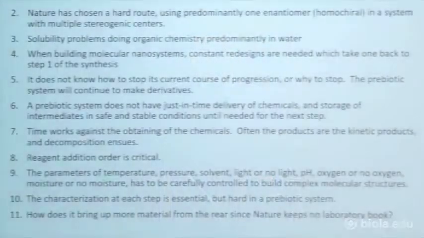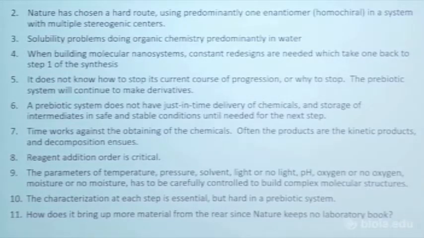And when these guys do their prebiotic chemistry, they say, look what we got. Yeah, because you added A and then B and then C, and you bought A and you bought B and you bought C. The parameters of temperature, pressure, solvent, light or no light, pH, oxygen, moisture, no moisture, have to be carefully controlled to build complex molecular structures. The characterization at each step is essential, but hard in a prebiotic system. How do you characterize it?